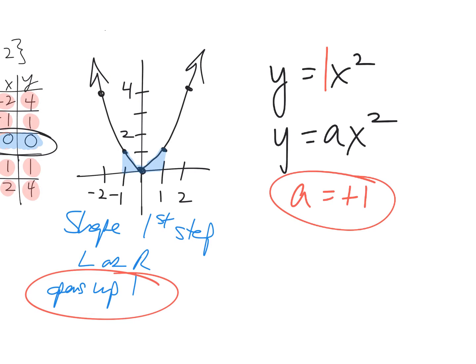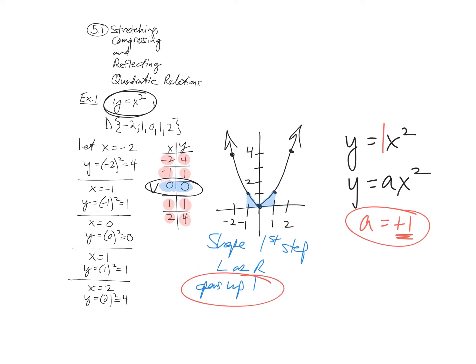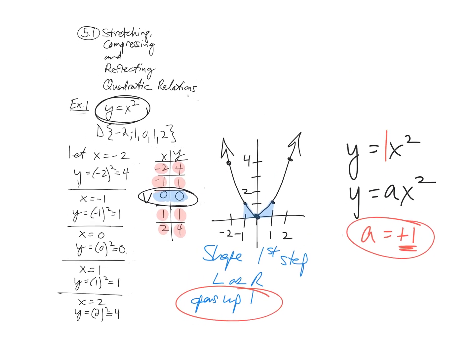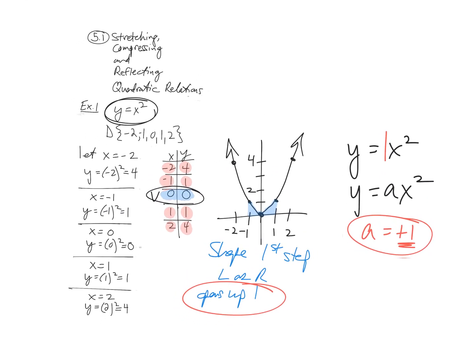So vertically positive means up. And how many units up is it moving? 1 unit up when you go left and right of the vertex. So in this case, the parent quadratic relation y equals x squared is not showing any stretches or compressions or reflections.